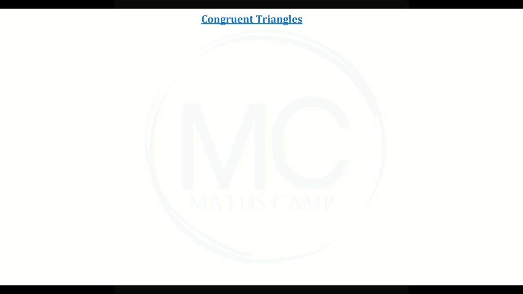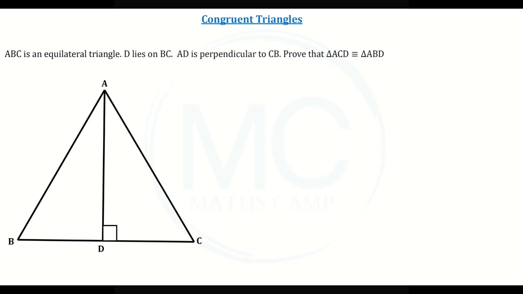Now that we have a better idea of the different ways we can prove congruent triangles, let's look at some examples. ABC is an equilateral triangle. D lies on BC. AD is perpendicular to CB. Prove that triangle ACD is congruent to triangle ABD.